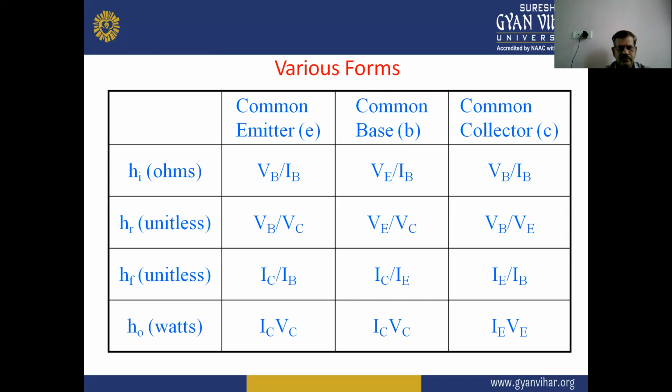And also the next one is the H naught. So this is the power in watts. For common emitter this will be IC VCE, for common base this will be IC VCB, and for common collector this will be equal to IE VEC.